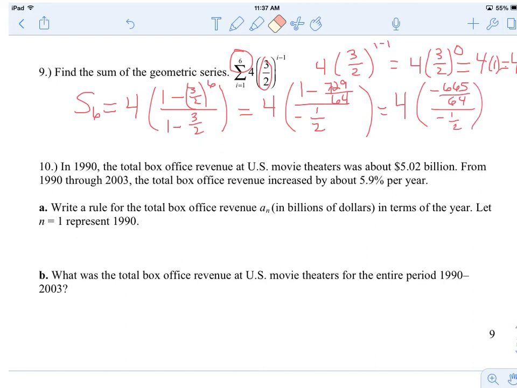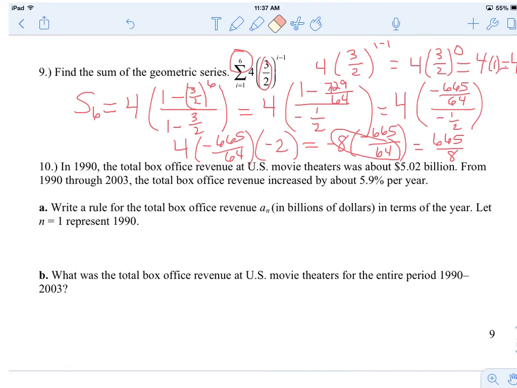But we never divide by a fraction, we multiply by a reciprocal instead. So it's really 4 times the negative 665 over 64 times negative 2. The 4 times the negative 2 would be negative 8 times that fraction. Negative times a negative is a positive, and these can reduce. Divide them both by 8, so I'll get 665 over 8. That's my final sum.